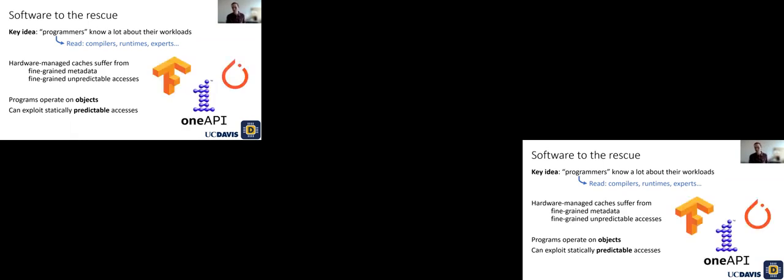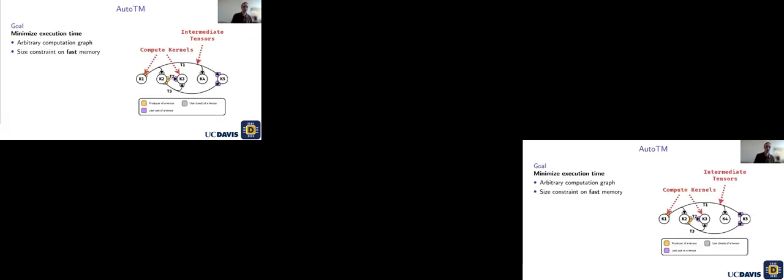And it turns out that this is the way programmers program now. If you look at these deep learning workloads like TensorFlow, PyTorch, or oneAPI, this is how everything is done. Everything is done with tensors. You just move tensors around. And so this is what we're concentrating on.